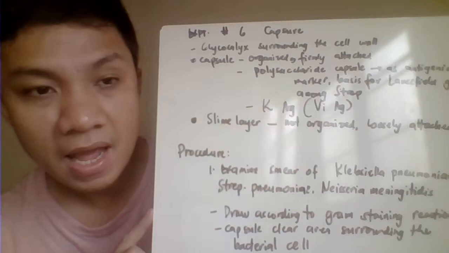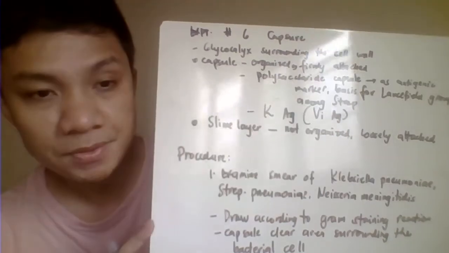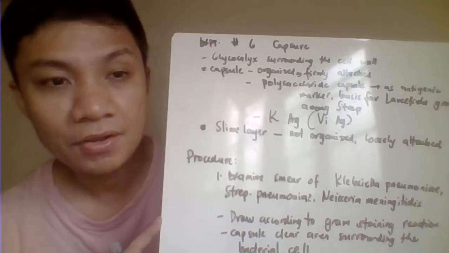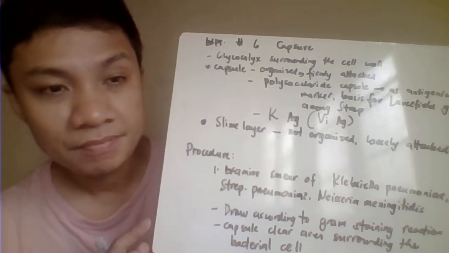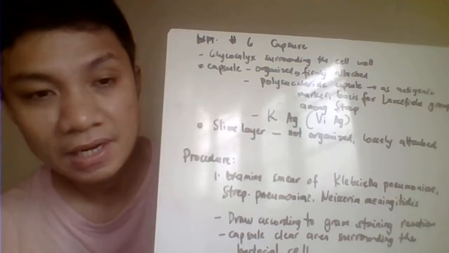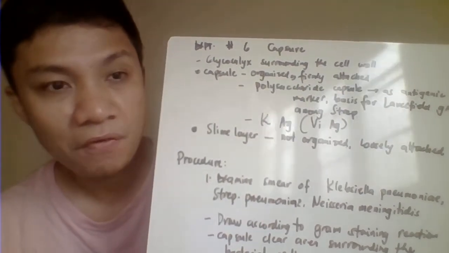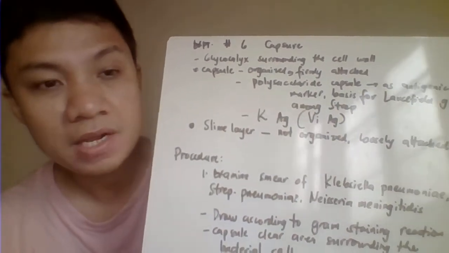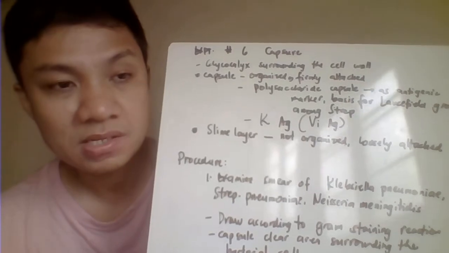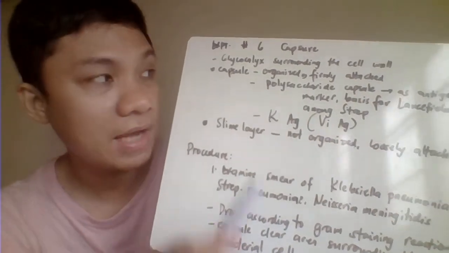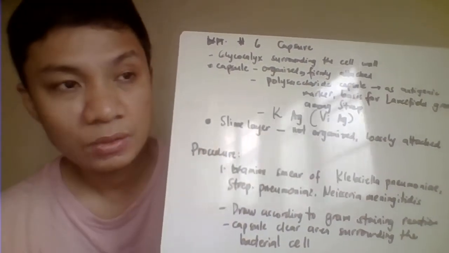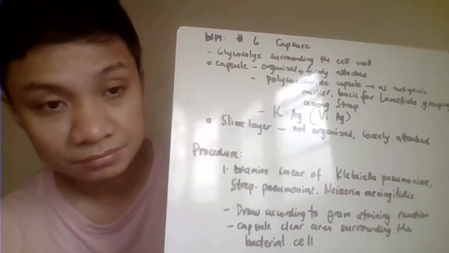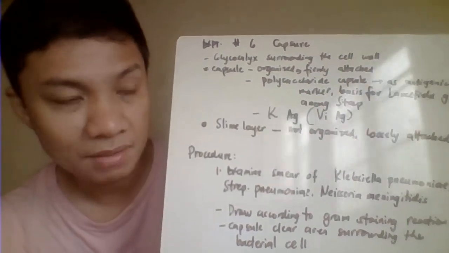The next bacterial appendage we have is the capsule. The capsule surrounds the bacterial cell wall. It could be in the form of a glycocalyx, which may be in the form of a capsule. This is a polysaccharide capsule. The capsule serves many purposes. Number one, it has antigenic properties, so it is identified as the K antigen, the capsular antigen, or the Vi antigen. Still, that's your capsular antigen.